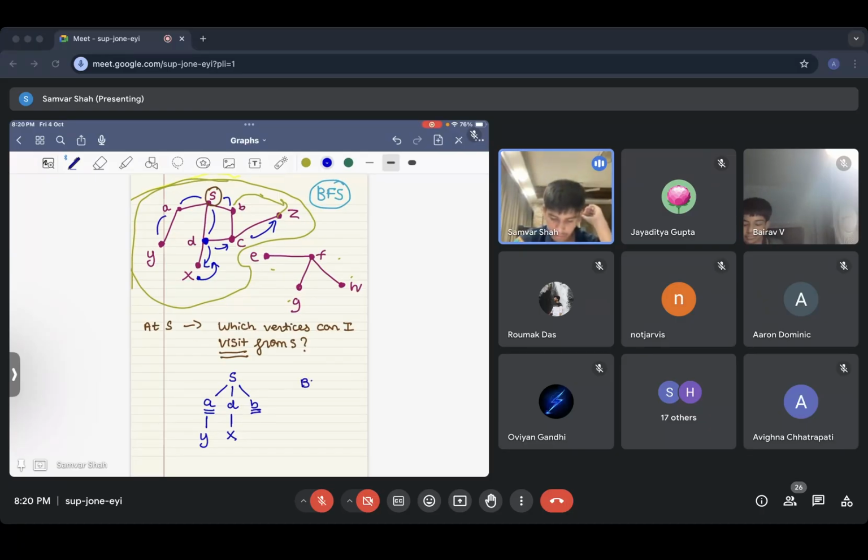There can be multiple BFS trees which are all correct. So the BFS tree which I drew is not wrong. It's just a valid iteration of how BFS would work. What Jayaditya was saying is also valid, because as I was explaining, when I was going through this layer, I could have chosen these vertices in any order. And depending on the order in which I chose the vertices, the rest of the vertices would form the tree. So there are multiple possible trees which are correct.